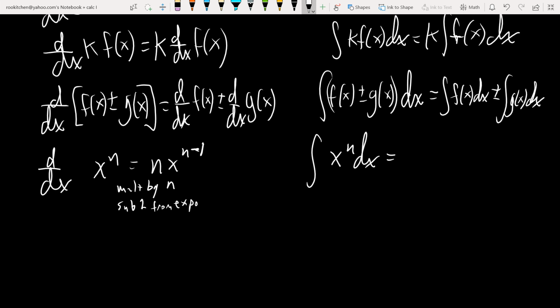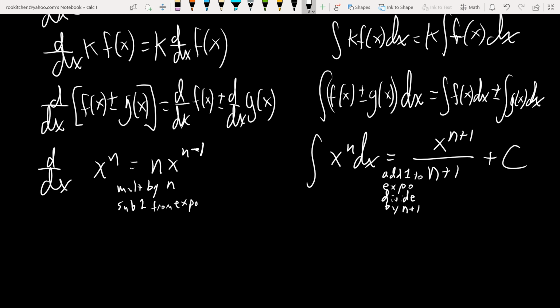So how does the integral work? Well, it's the inverse kind of operation, so you're going to go in reverse. Instead of subtracting 1 from the exponent, you're going to add 1 to the exponent. And then instead of multiplying by n, you divide by this new exponent, n plus 1. So it'll look like this: you add 1 to the old exponent, and then you divide by n plus 1. So it's x to the n plus 1, over n plus 1, plus c.